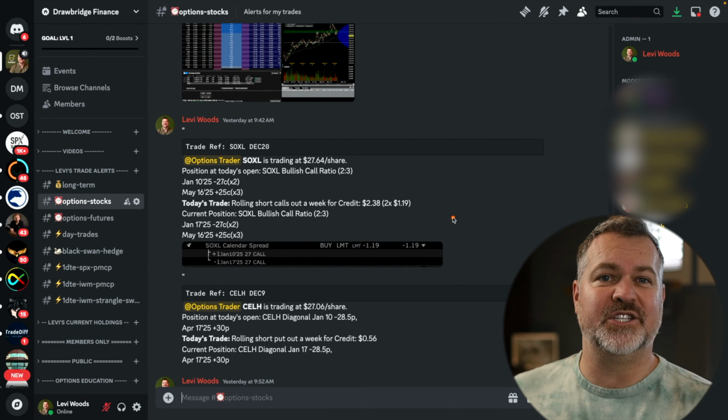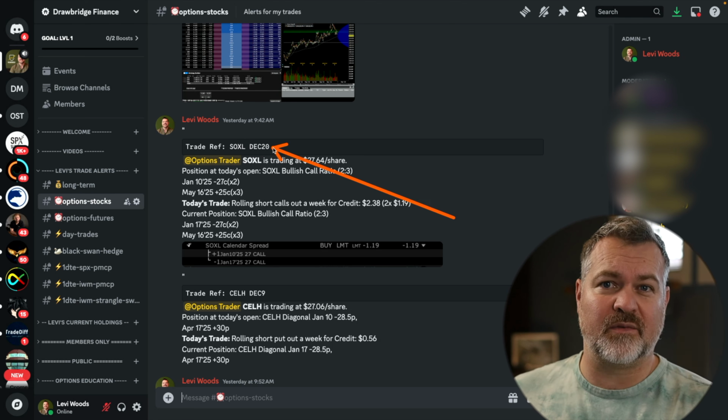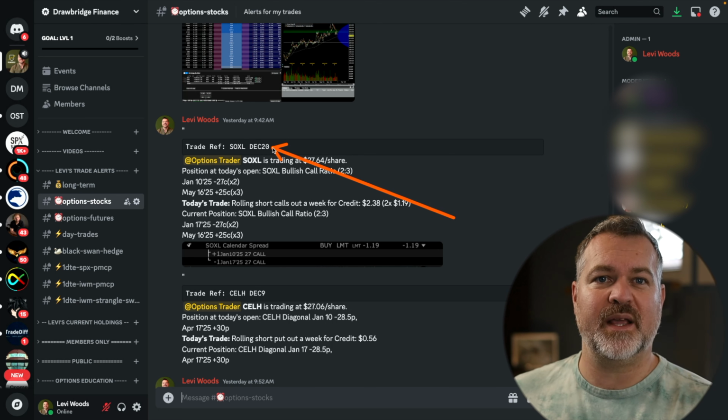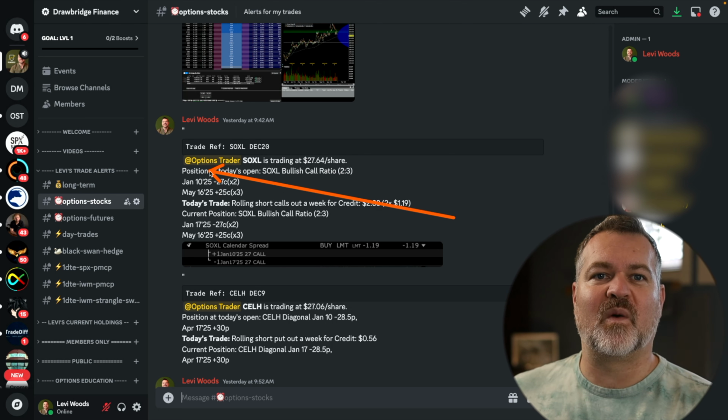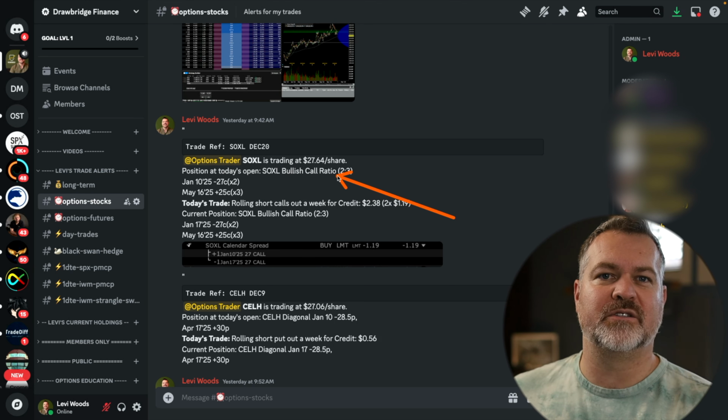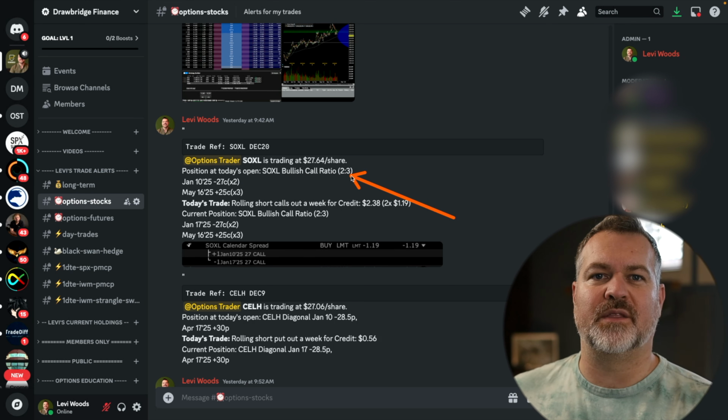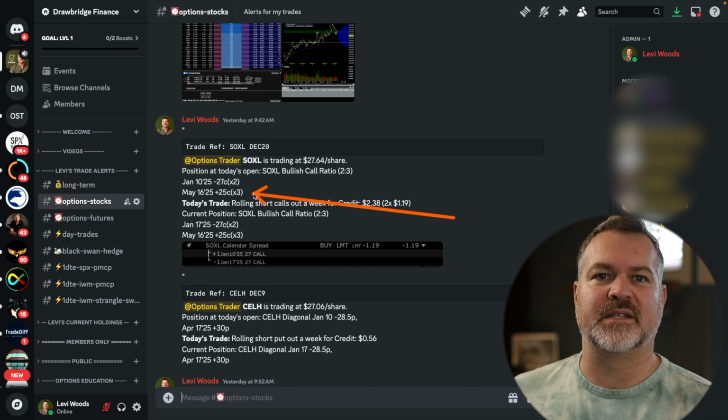I posted an adjustment. So this is a trade that I initially entered, and the reference was SOXL December 20th. That generally means I opened it on December 20th. And you can see that the previous position is right here. So this is at the beginning of the day. This is what I had on. I had a bullish call ratio spread, 2 shorts and 3 long. I was short the January 10th, 27 calls, and I was long the May 16th, 25 calls, 3 of those.